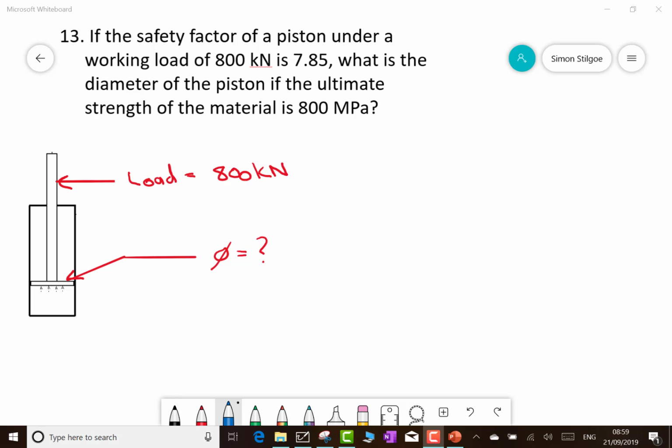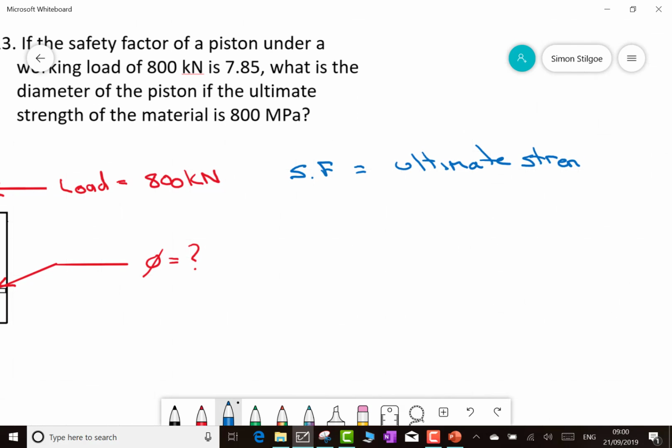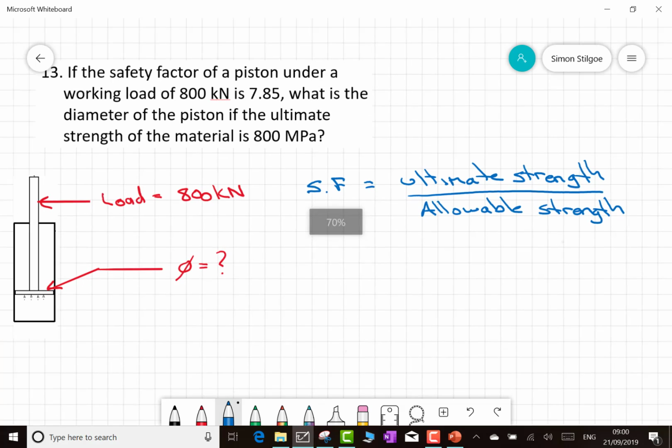Well, the first thing I'm thinking about here in the question is that they're talking about safety factor. So I'm always thinking about that safety factor formula. My safety factor is going to be equal to my ultimate, and this could be either in stress, load, or strength. In this case, we'll talk about strength in the material it's mentioned. And then we'll divide that by the allowable strength. Okay, so that's my first formula I'm thinking about.